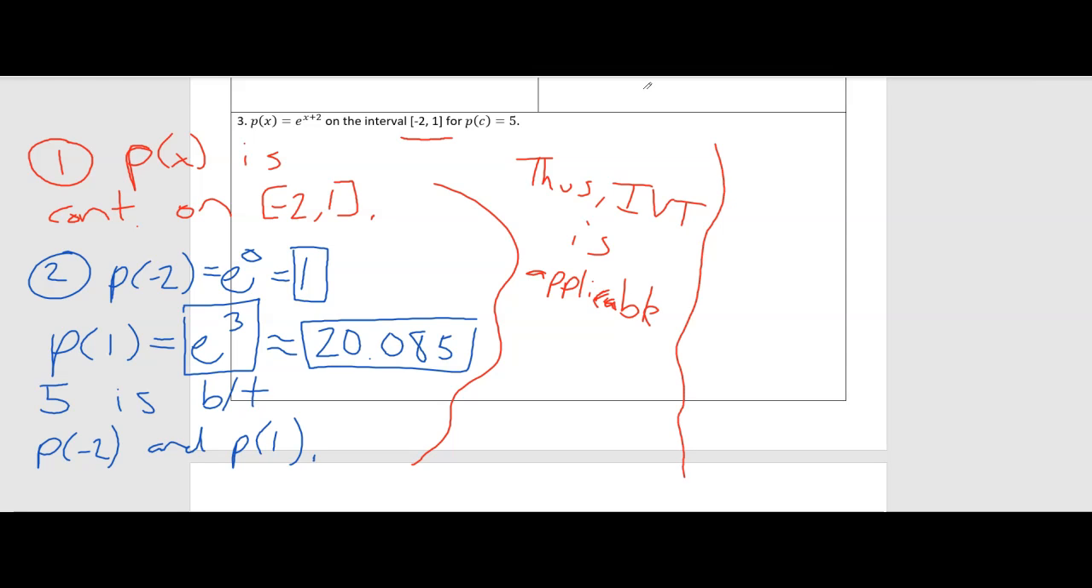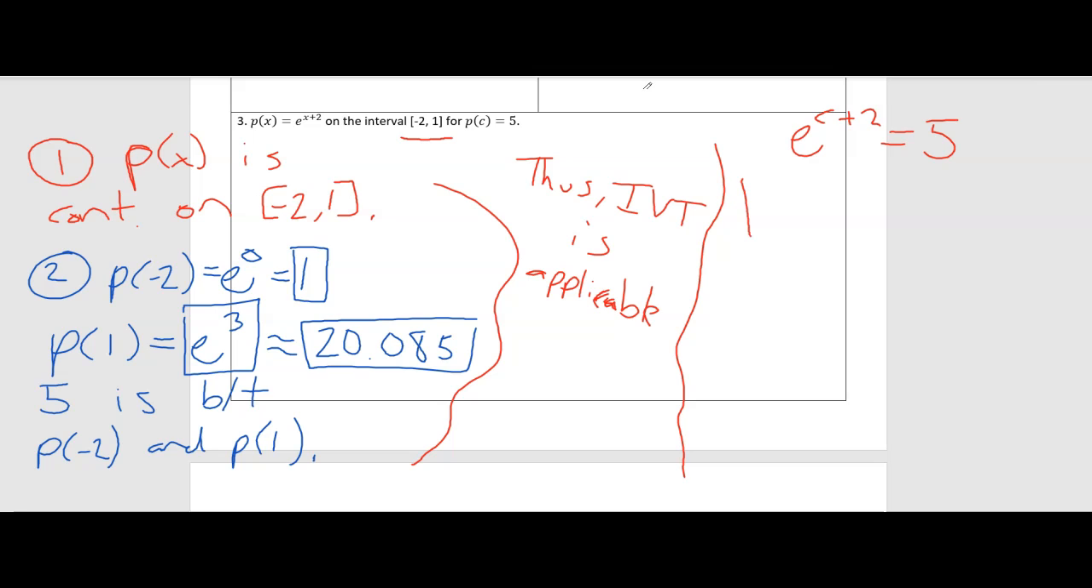So we need to find out where the function is equal to 5 and find the C value on the open interval -2 to 1. So we just need to set e to the power of, and we're going to call it C, so we'll just say e^(C+2) is equal to 5. We can use properties of exponentials and logarithms to solve this, to simplify base e.